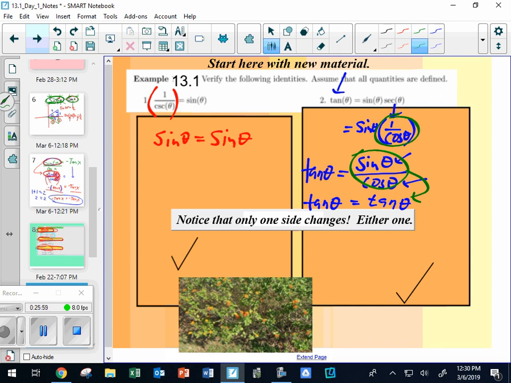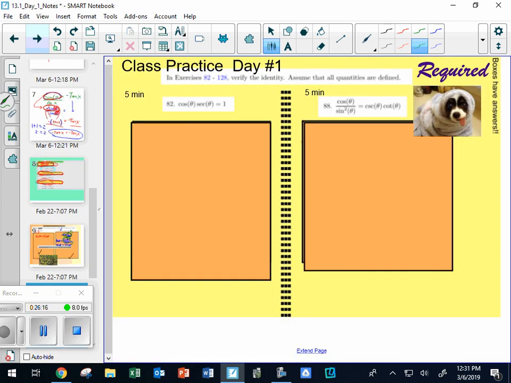1 over cosine came from secant. Sine times 1 over cosine made sine over cosine. Every little step has to be a fact. All right, that's like your third proof. Here's your fourth proof. Try this one without my help.